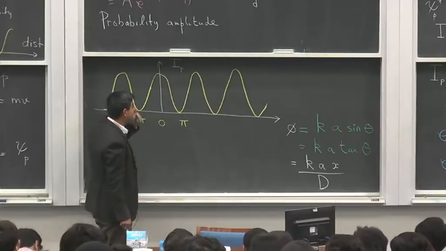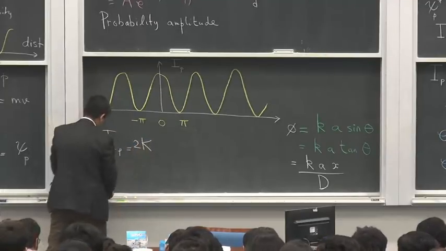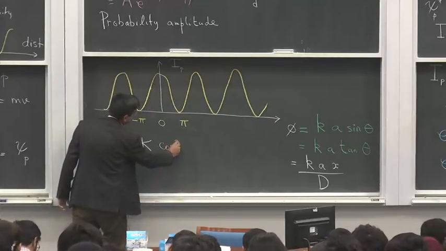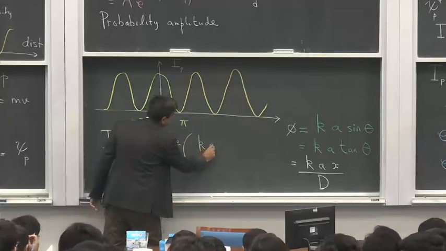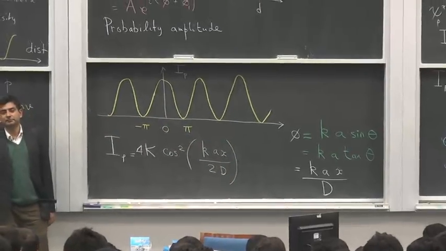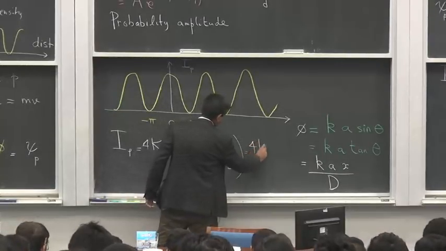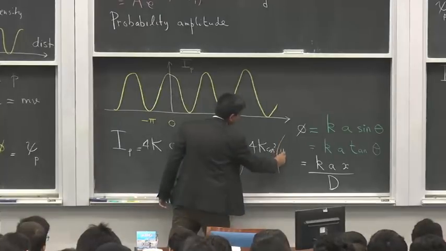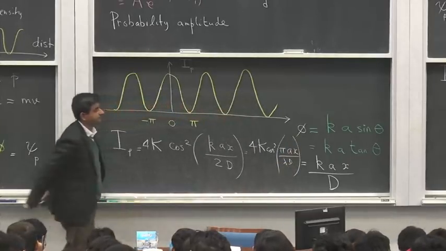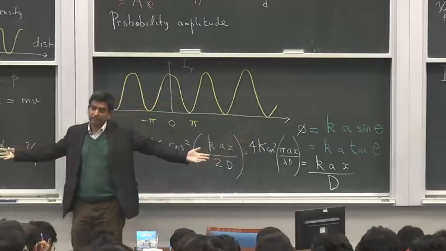Hence, if I were to plot, the intensity would now become I_P equals 2K or 4K cosine squared of phi over 2, which is K A X over 2D. Now this K is 2 pi over lambda. So this becomes 4K cosine squared of pi A X over lambda D. So if I were to draw a plot between I_P and X, it will have the same form. Just the constants are going to change.